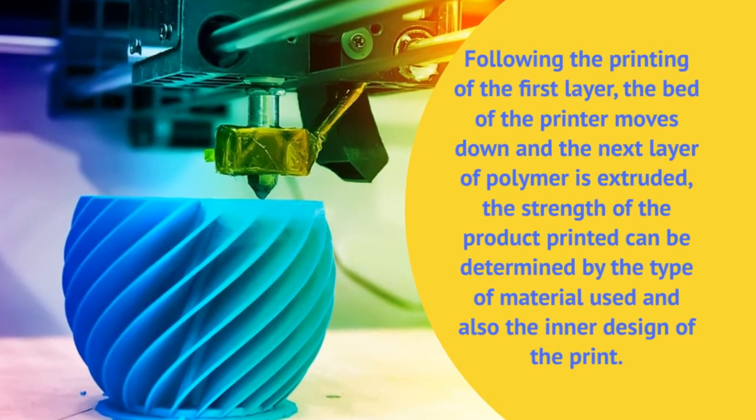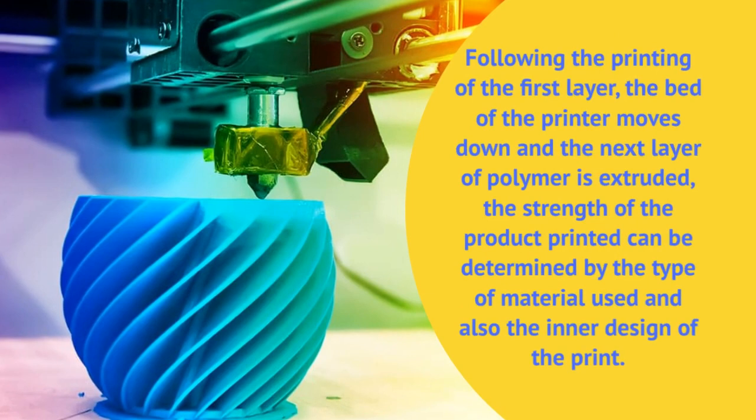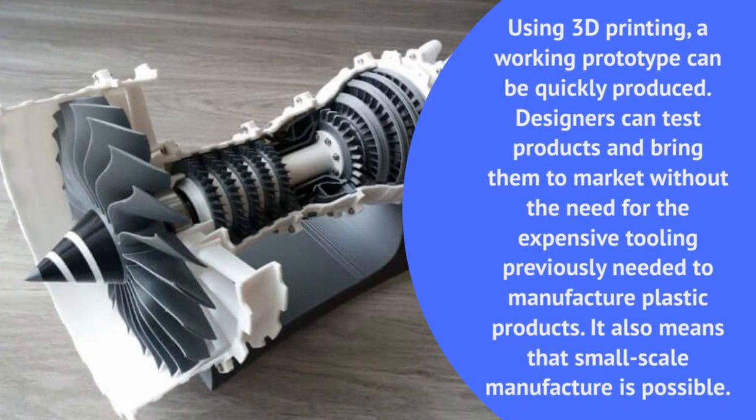Following the printing of the first layer, the bed of the printer moves down and the next layer of polymer is extruded. The strength of the product printed can be determined by the type of material used and also the inner design of the print. Using 3D printing, a working prototype can be quickly produced. Designers can test products and bring them to the market without the need for expensive tooling previously needed to manufacture plastic products. It also means that small-scale manufacturing is possible.